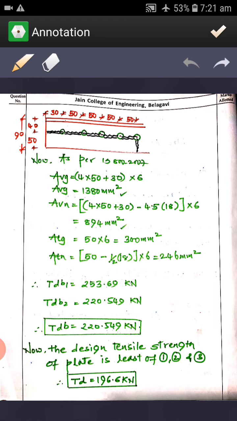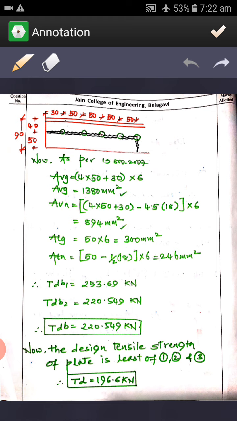So here again 4 into 50 plus 30 minus, and here it is important, 4.5, which means 4 and a half. How is it 4 and a half? Please look here: 1, 2, 3, 4, and the next is up to the center of this bolt. So that's why it is 4.5 into the diameter of hole, that is 18 mm, into 6. So we got 894 mm square. Understood? So that is AVG and AVN.